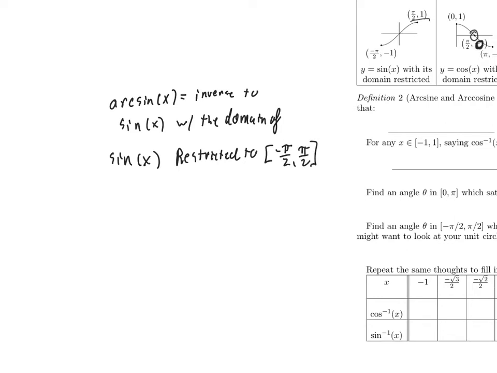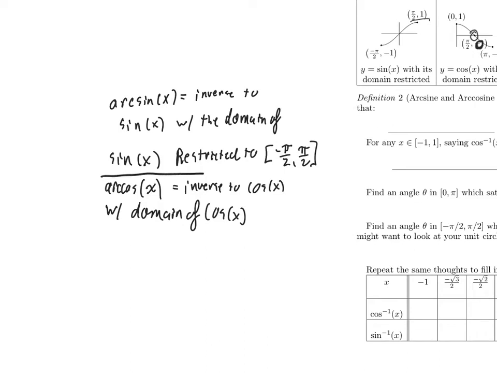We've also introduced arc cosine, which we're going to continue to study, which is the inverse to cosine of x with the domain of cosine of x restricted to 0, pi.